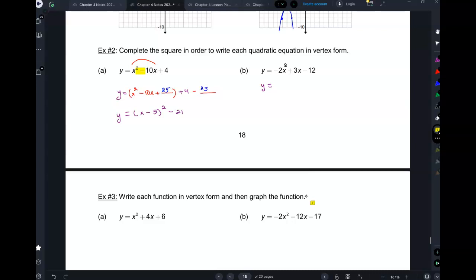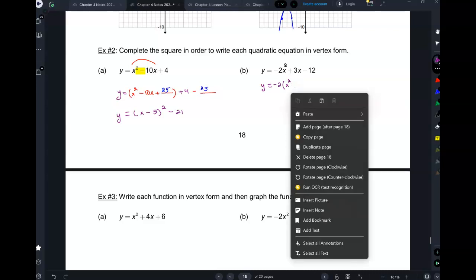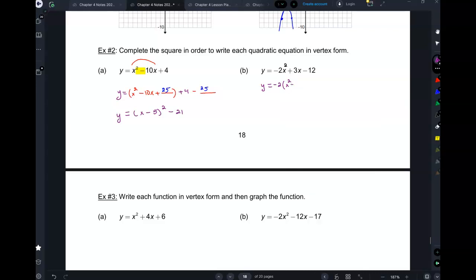So this one has a negative 2 out front, which we can't have. So what we have to do is take out the negative 2. So this becomes x squared minus 3 over 2x, because we took out a negative 2. Now, listen to me. Now it's going to be plus a number, minus 12. We don't divide that.